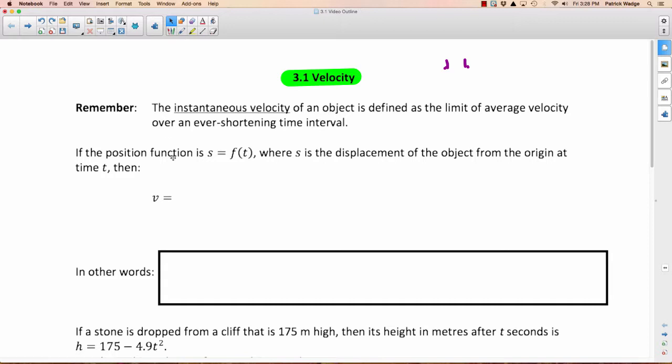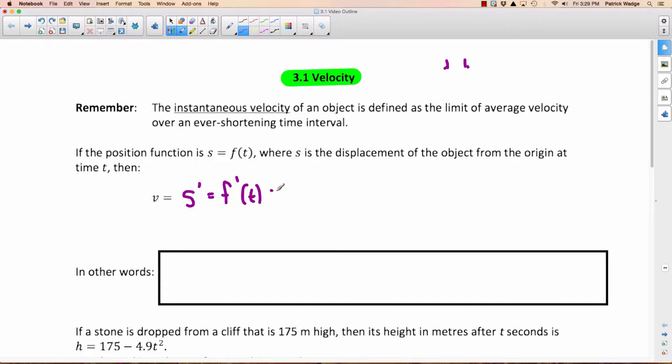Okay, anyway, if the position function is s equals f of t, in other words you have a function that expresses the position of some object, where s is the displacement of the object from the origin at time t, then v, the velocity, equals s prime. In other words, the velocity is equal to the derivative of s. The other way you could say that, since s is f of t, is that it's equal to f prime of t, because that's the derivative of f of t.